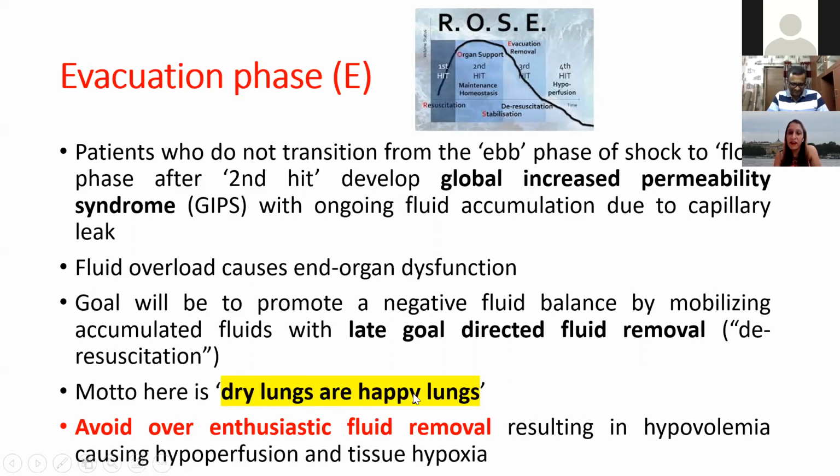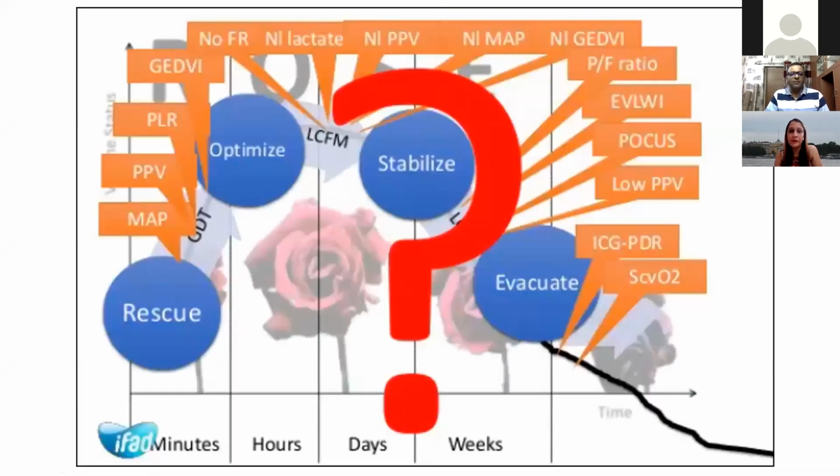And the motto here is dry lungs are happy lungs. So we have to avoid over-enthusiastic fluid removal. We should have in mind that we should not remove fluid unduly, because over-enthusiastic fluid removal will ultimately lead on to the fourth hit, that is hypoperfusion and tissue hypoxia. So what we are going to monitor, as Dr. Ritesh has said, we need to know what we are monitoring, in which phase, what the targets of monitoring are, and accordingly we have to plan our fluids per se.